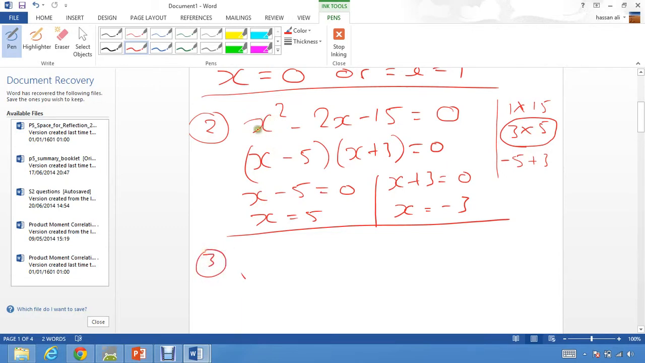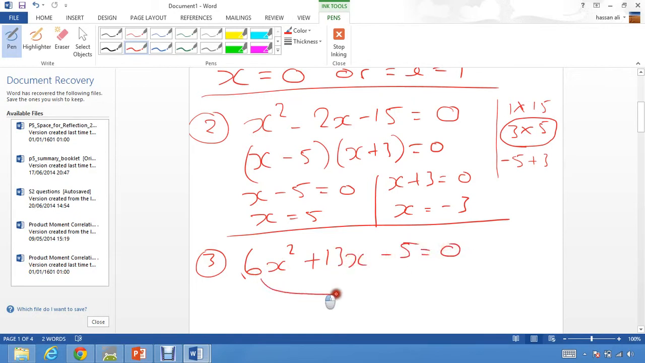Now sometimes they won't always give you equations as easy as this. This one hasn't got a coefficient of x squared, a number in front of x squared. So they can give you a number in front of x squared. Let's have a look at that: 6x squared plus 13x minus 5 is equal to 0.